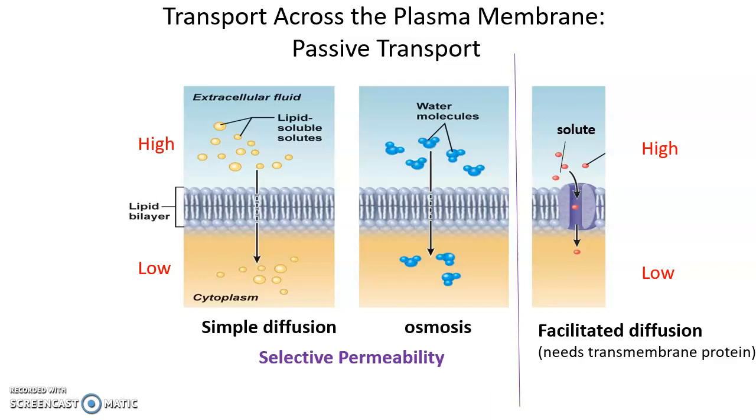Now it turns out that there are ways for materials that are blocked from passing through the plasma membrane to actually be able to cross. And this requires transmembrane proteins. So solutes, ions, things that cannot normally pass through the plasma membrane can go from high concentration to low by passing through very specific transmembrane proteins. So the diffusion is facilitated by these special proteins that act like windows to allow the molecules to enter or leave the cell.